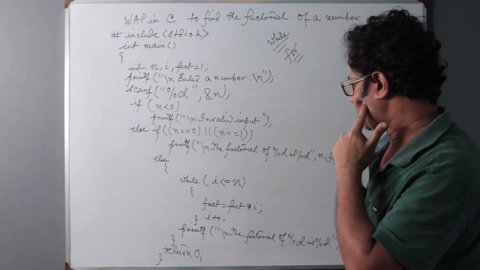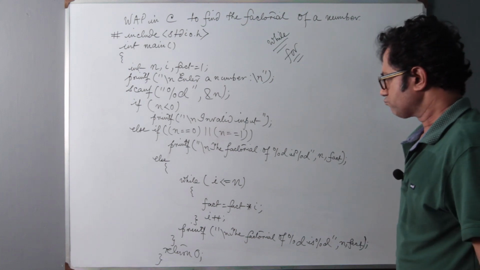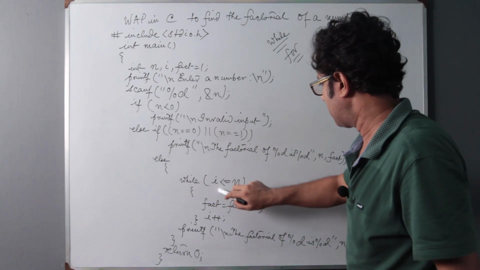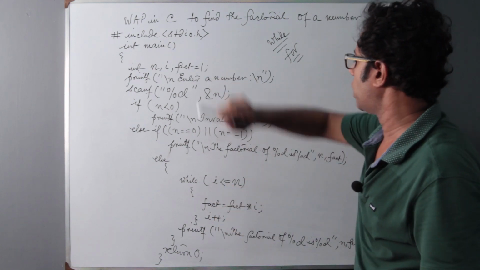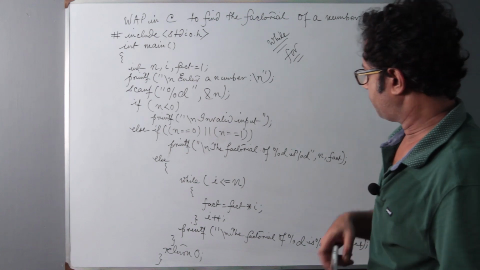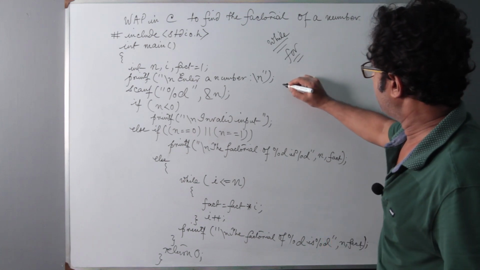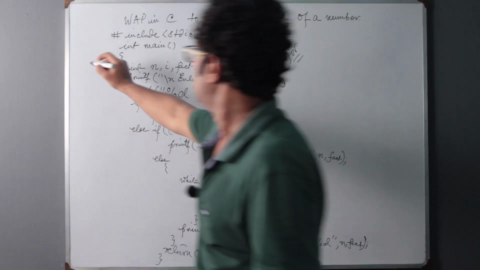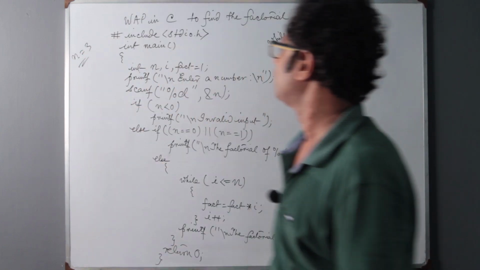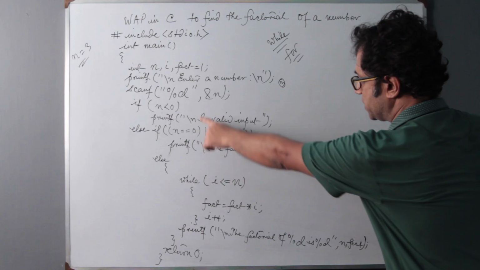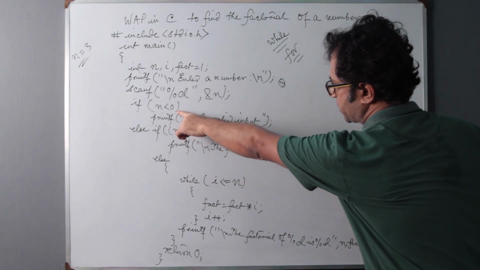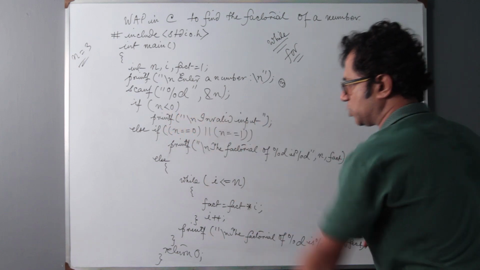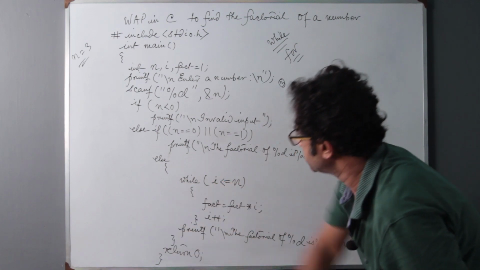And whatever is the value of fact now will be having the value of 1. That is, suppose any user gives a value of 3, then what will we do? Value of n is equal to 3. Then see this, those two statements will not be executed. Those two statements will not be executed. We come to this else block.